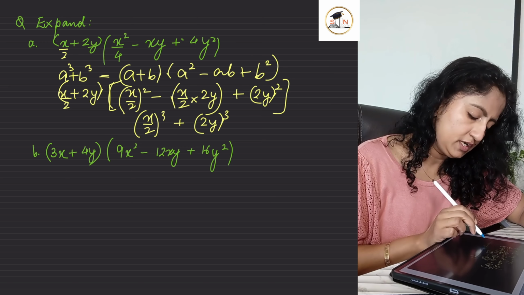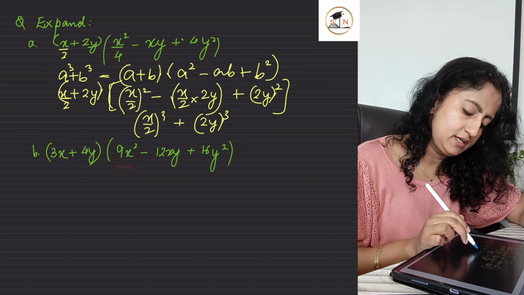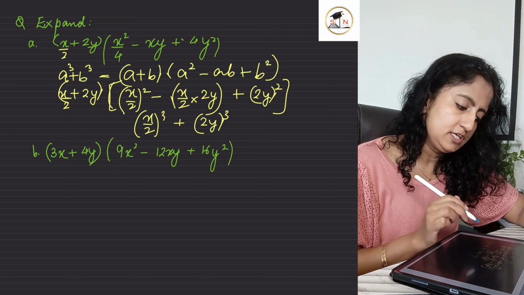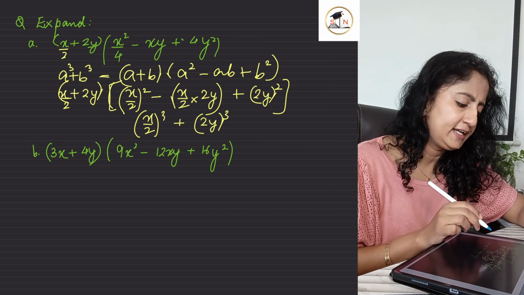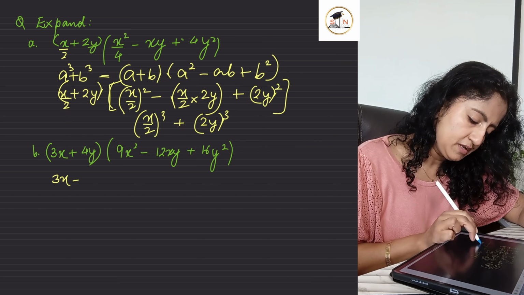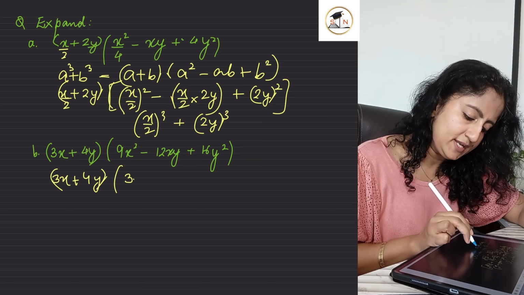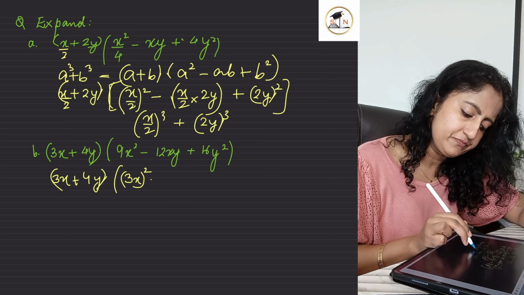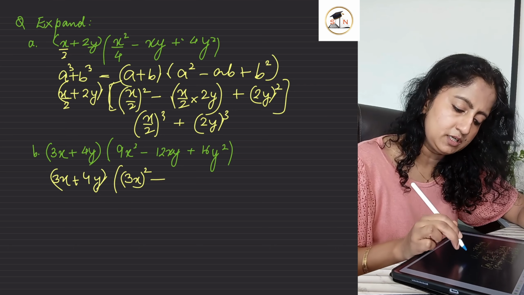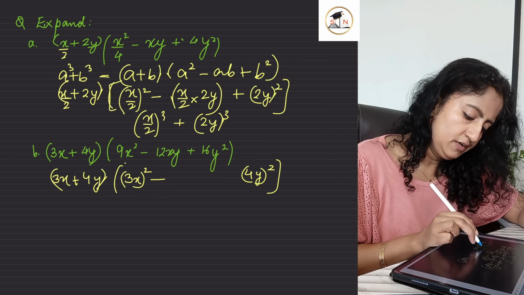So what we have over here is 3x plus 4y times 9x square minus 12xy plus 16y square, right? So what does that give us? The identity we have already written on top. So 3x plus 4y remains as it is. In the next bracket, we can easily see it is 3x square minus, then moving on to the last term before the middle term, that is 4y whole square, right?